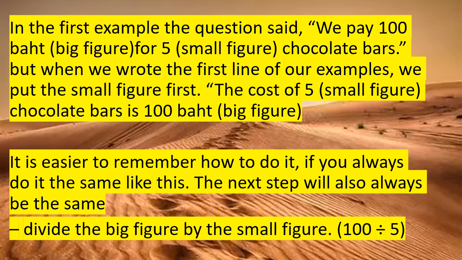So in the first example, the question said, we pay 100 baht, big figure, for 5 chocolate bars, small figure. But when we wrote the first line of our examples, we put the small figure first. The cost of 5 chocolate bars, small figure, is 100 baht, big figure. It's easier to remember how to do it if you always do it the same like this. And the next step will always also be the same. You divide the big figure by the small figure.